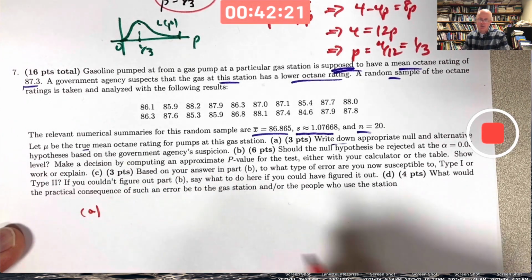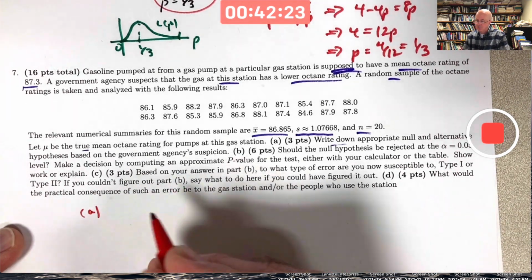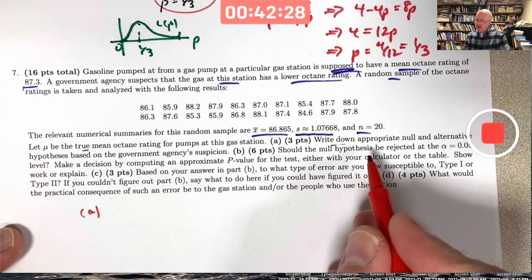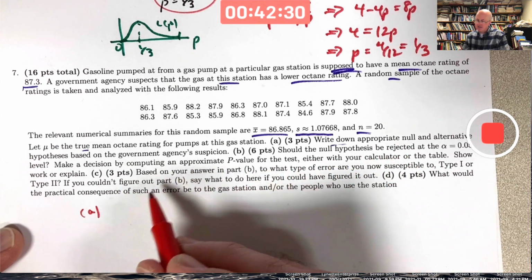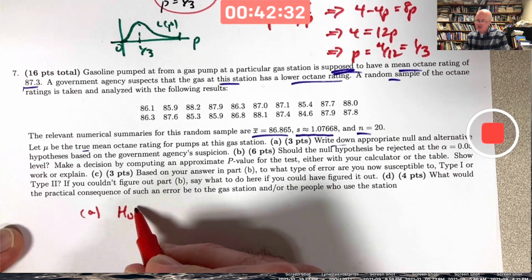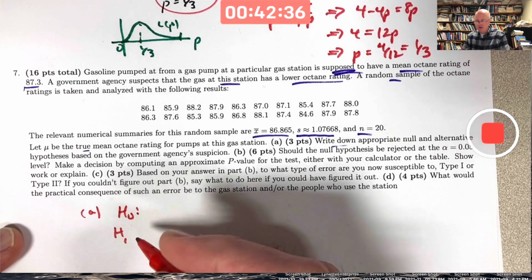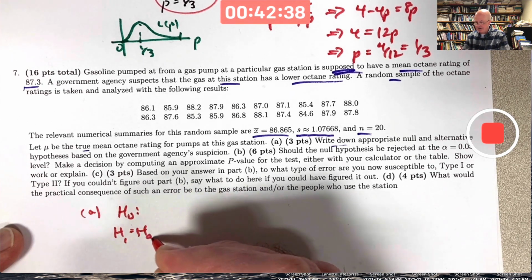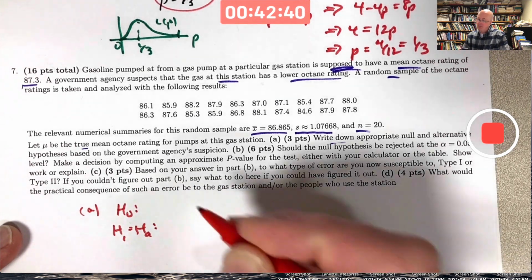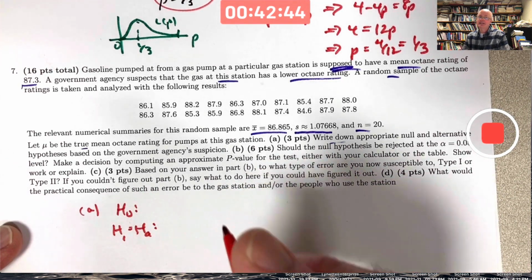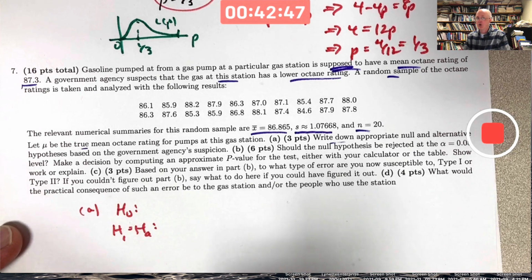So this is really a random sample from those, but that's not the way it's stated here. Part A, write down appropriate null and alternative hypotheses, H0 and alternative, our book calls it H1, other books call it HA for the alternative, on mu. Based on the government's suspicion, it's best to write down the alternative hypothesis first.